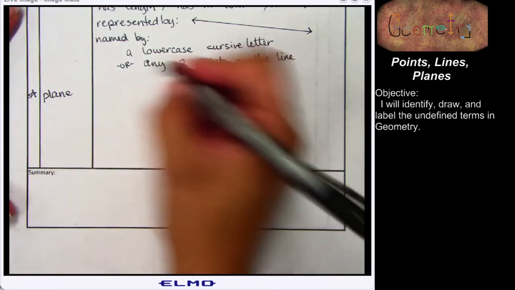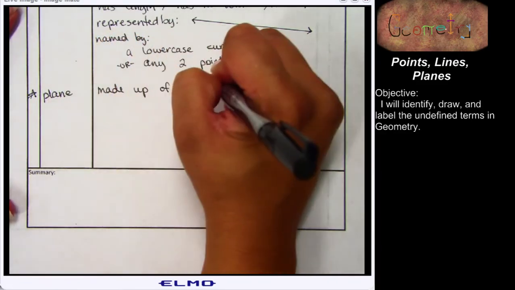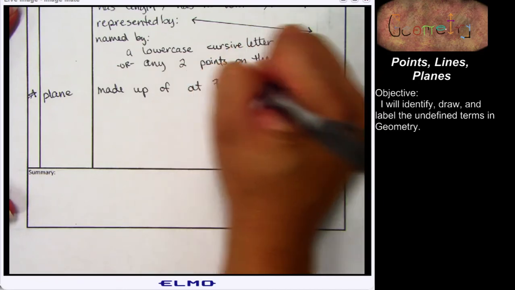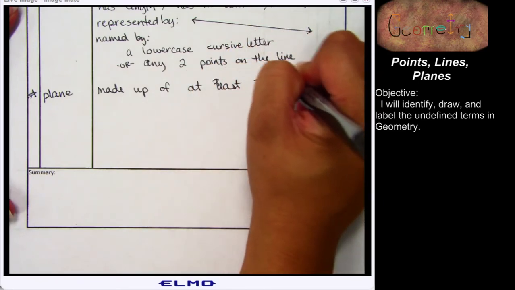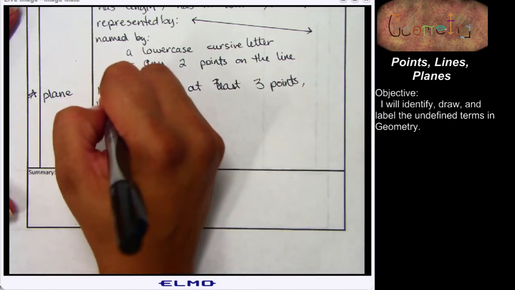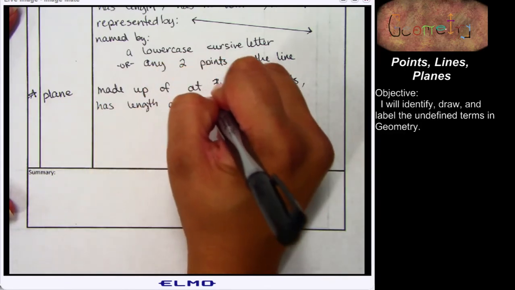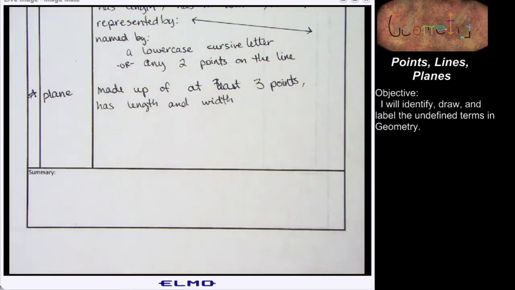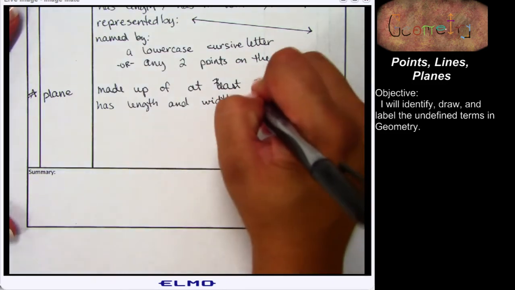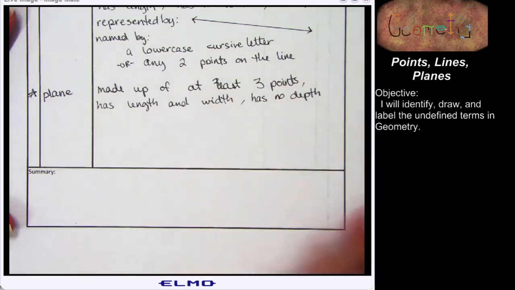A plane is going to be made up of at least 3 points. A plane is going to have length and width. So we're going to be able to talk about its area, length times width. How long is it? How wide is it? We are not, however, going to be able to talk about how deep it is.